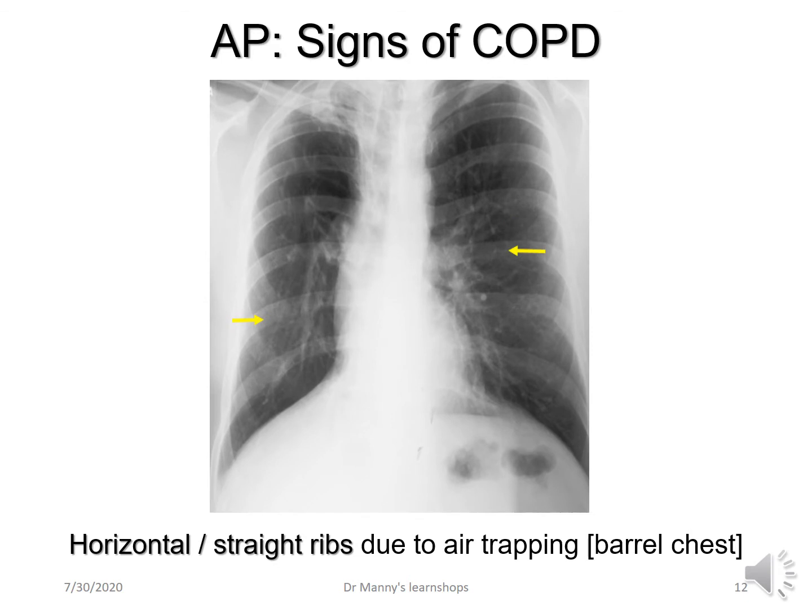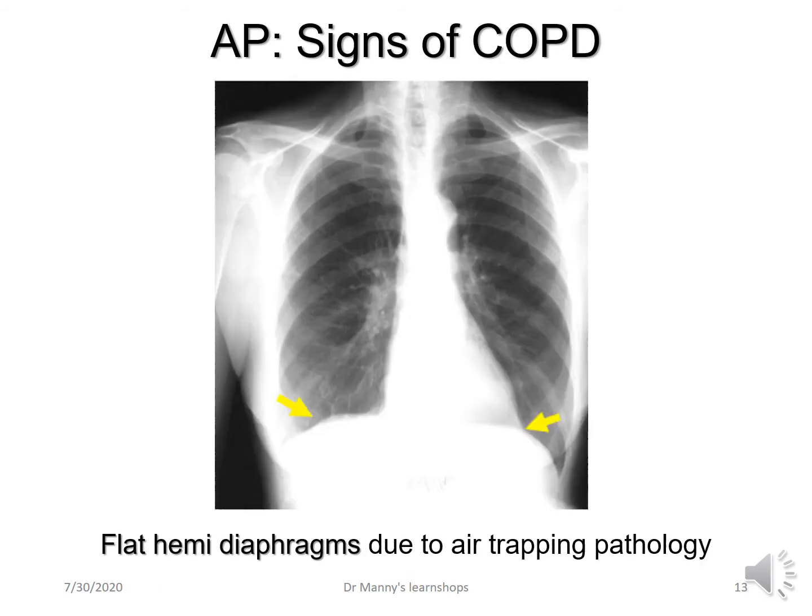Other signs of COPD include horizontal straight ribs. Again, over a period of time with chronic air trapping, the chest physical features change. Lungs become less elastic, less compliant. Other signs of COPD, because of air trapping again, are flat hemidiaphragms. The diaphragm is pushed down.